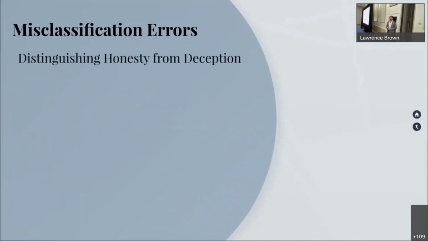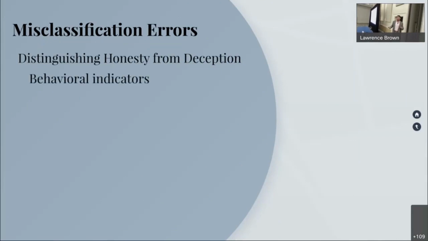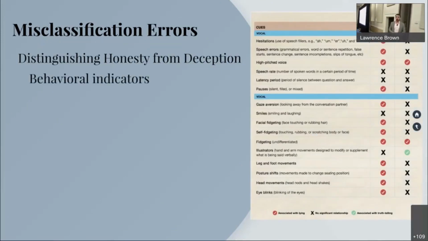Misclassification errors are really about distinguishing honesty from deception. Is this person telling the truth or not? How do you identify whether someone is telling the truth or not? Well, you look at behavioral indicators, right? You look at what someone is doing. You look at how they're speaking. You look at whether they're fidgeting.